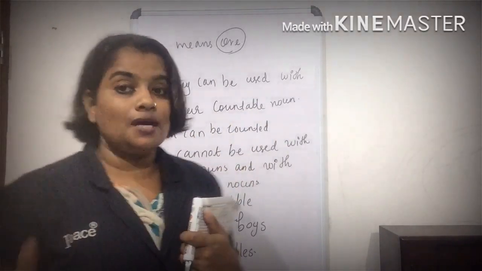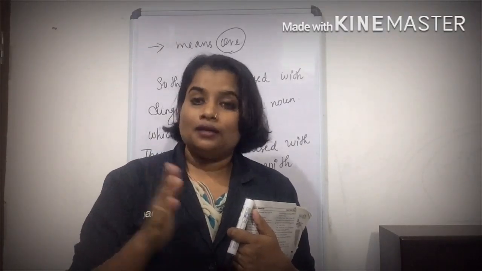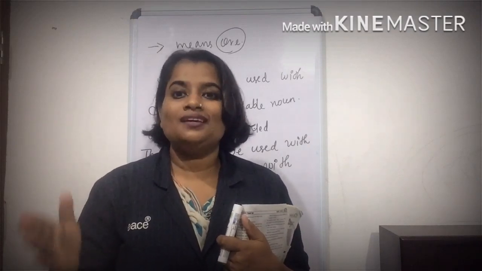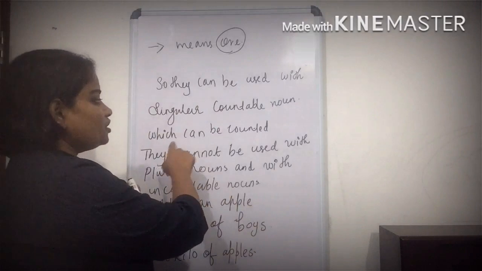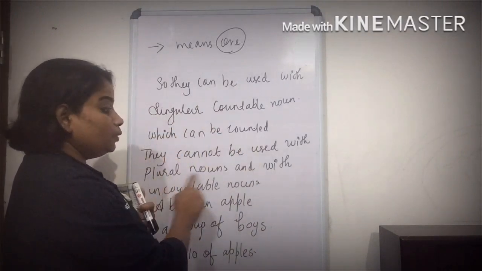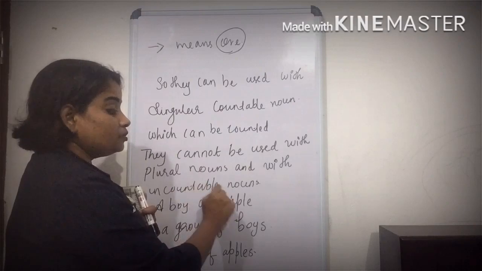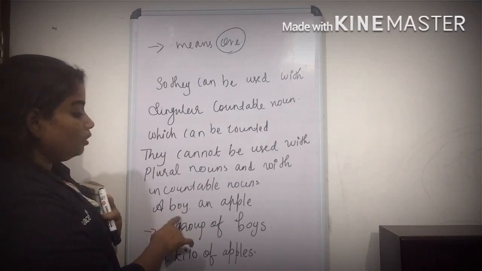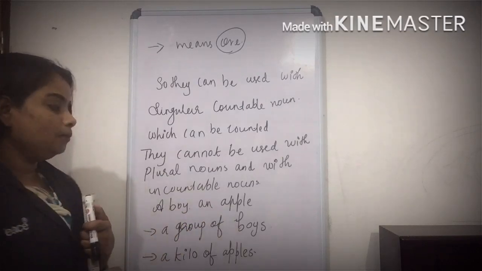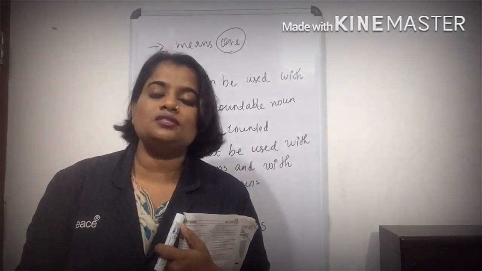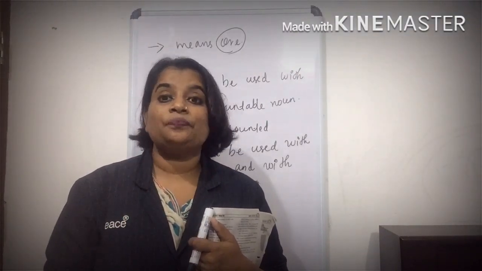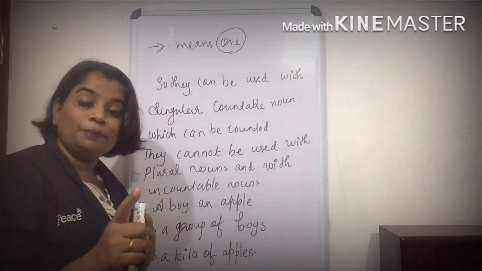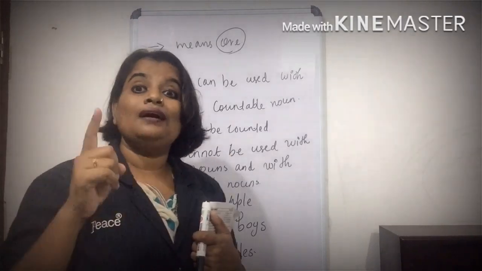Do you know countable and uncountable nouns? Countable nouns means which can be counted. Uncountable nouns means which cannot be counted. They cannot be used with plural nouns and with uncountable nouns. For example, a boy, an apple. We cannot say a boys and an apples. But we can use a group of people and a kilo of apples.